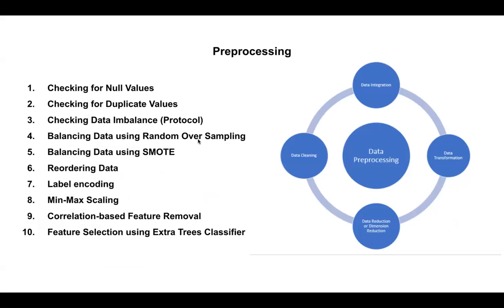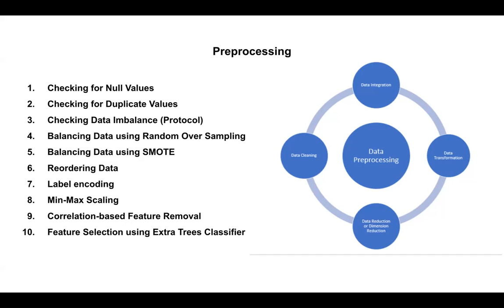The process that we did on the data contains checking for null values, checking for duplicated values, and checking data imbalance, especially for the protocol variable. After that, we balance the data. We propose two methods, random oversampling and SMOTE. Then we reorder the data, shuffling randomly to prevent any bias in our network, and then encode the label of the attack. We encode the attack as 0 and benign as 1.